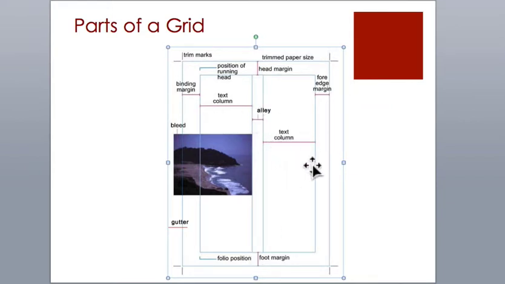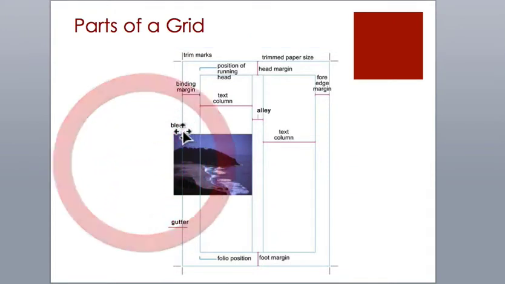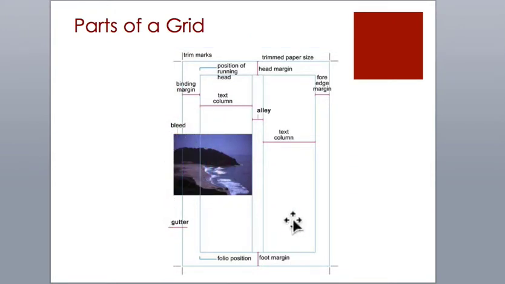Okay, then we have two text columns. If something moves outside of the trim mark, it's called a bleed. Okay, a folio is usually a page number, but it also can be a chapter header or something like that. And then we have a foot margin, which is the margin at the bottom. So those are the parts of the grid that you're going to be wanting to consider.